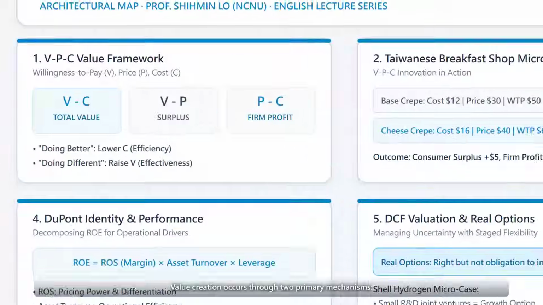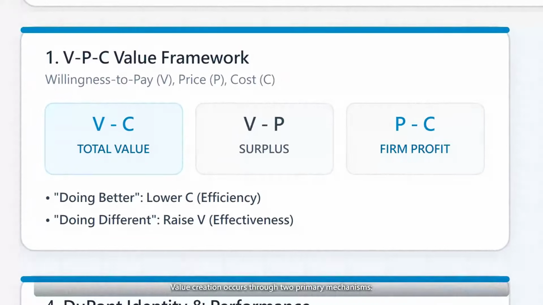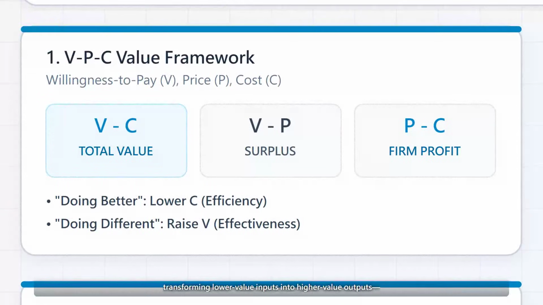Value creation occurs through two primary mechanisms: production, transforming lower value inputs into higher value outputs, and commerce, reallocating goods across time and space through market trade. To analyze value creation and distribution, strategists use the VPC framework. V represents maximum willingness to pay, P is the market transaction price, and C is unit production cost. Total economic value created equals V minus C. Price determines how this value is shared.